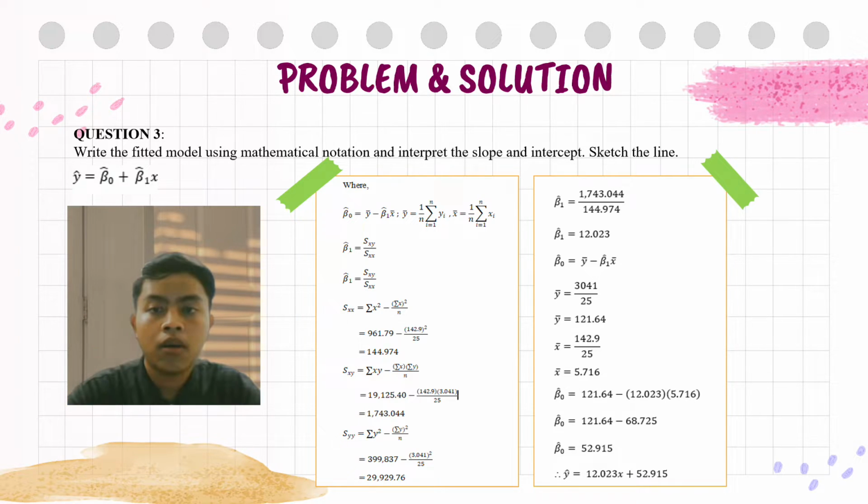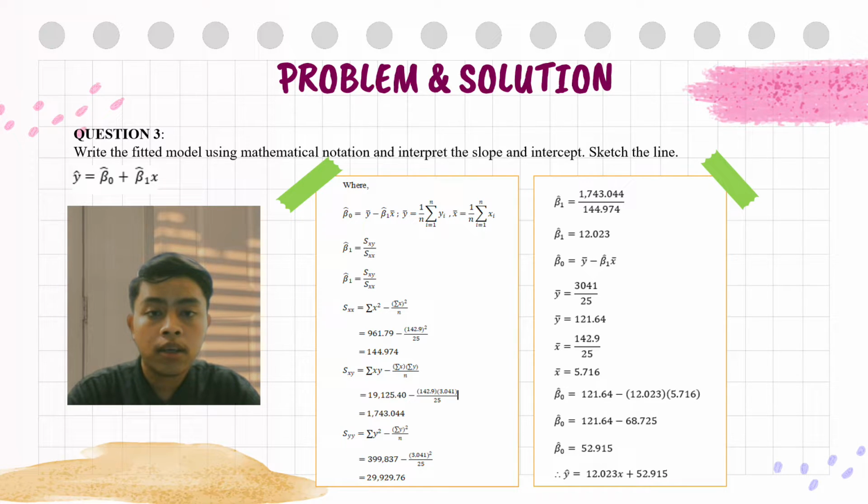1743.044. Then Syy is solved by using the total summation of y to the power of 2 minus the total summation of y to the power of 2 divided by n. The answer is 29,929.76. Based on the equation of beta hat 1 equal to Sxy divided by Sxx, we use the answers to fit into the equation. Hence, beta hat 1 is equal to 12.023.